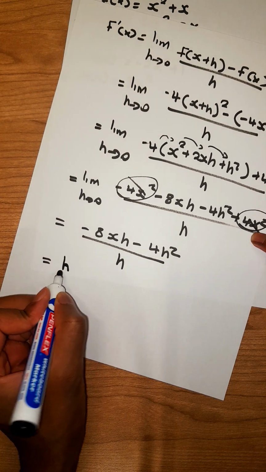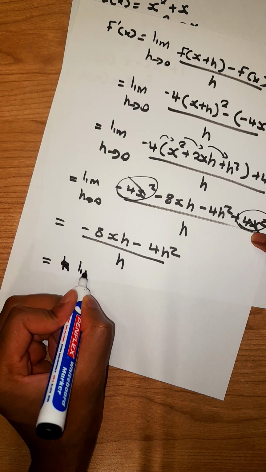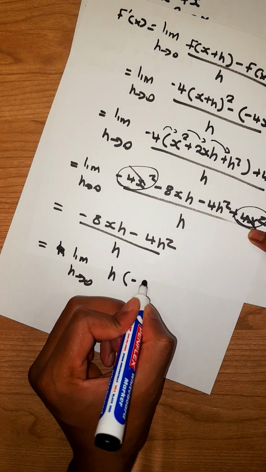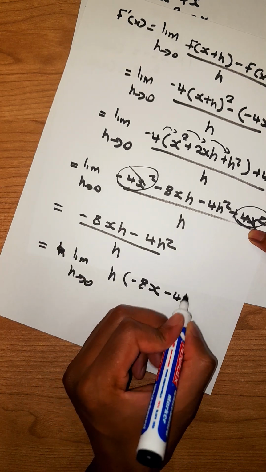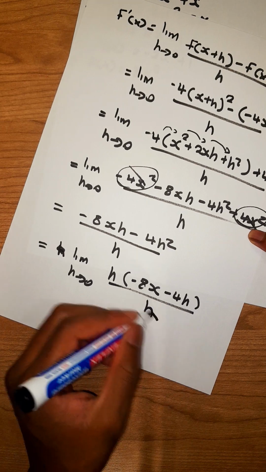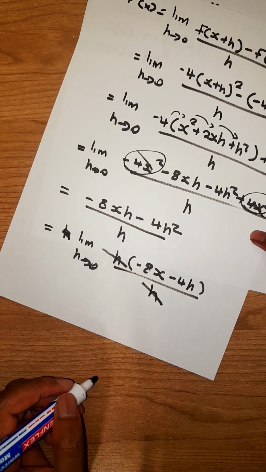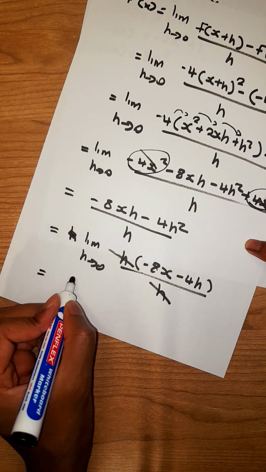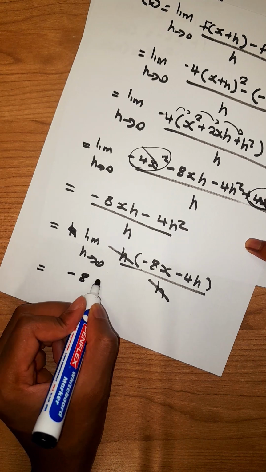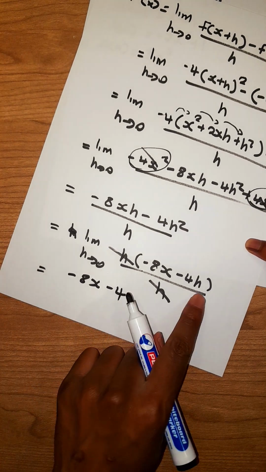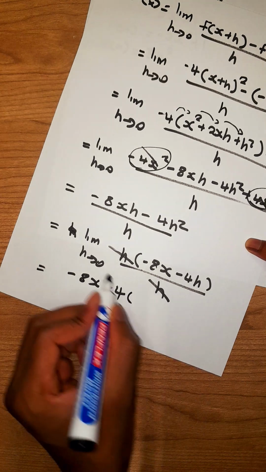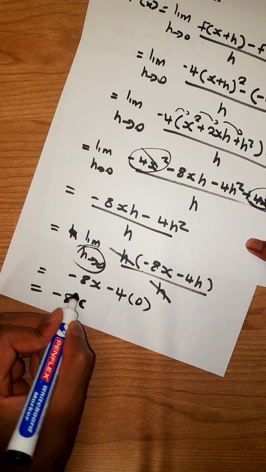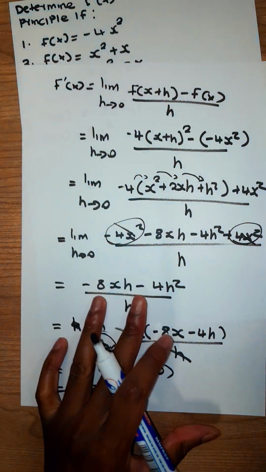In fact, let's just take the positive h. You are having the limit as h approaches 0. You want to take the common factor of h. You are left with minus 8x minus 4h, and then you divide it by h. So the h and the h will actually cancel out. So you are saying that the limit is approaching 0. So it means you're going to say minus 8x minus 4, and then you want to substitute 0 inside, and then you'll be left with minus 8x. So this is how you should have done it.